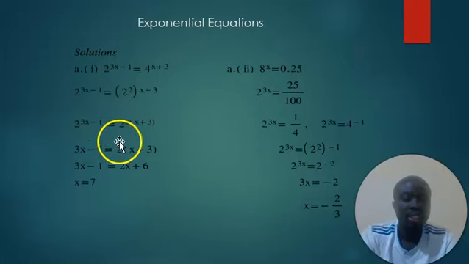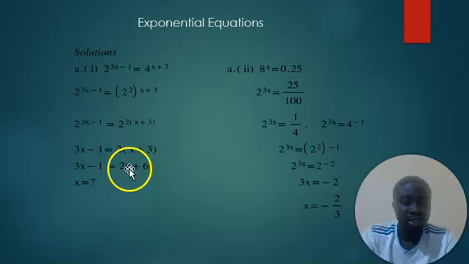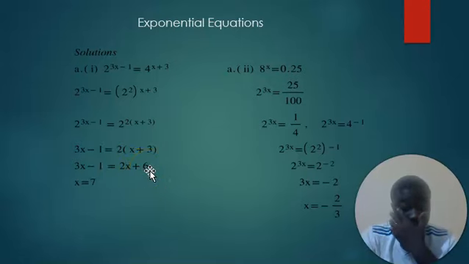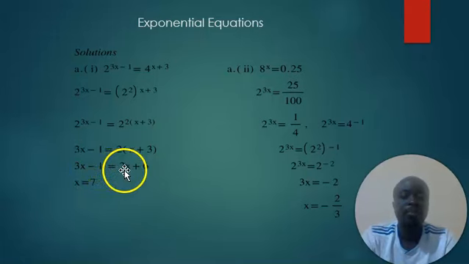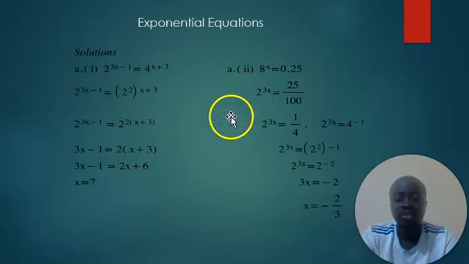So now that the bases are the same, we equate the powers. So 3x minus 1 is equal to 2 multiplied by x plus 3. Now you do your computations here. When you multiply this, you get 2x plus 6. And this 2x comes here, so 3x minus 2x. So 6 plus 1, so x is equal to 7. Now, that is how it is solved. So this one is linear, reducing this exponential equation to a linear equation, then solving it.